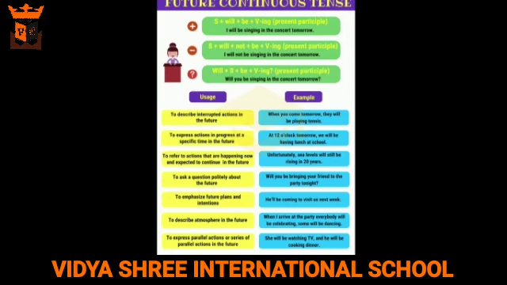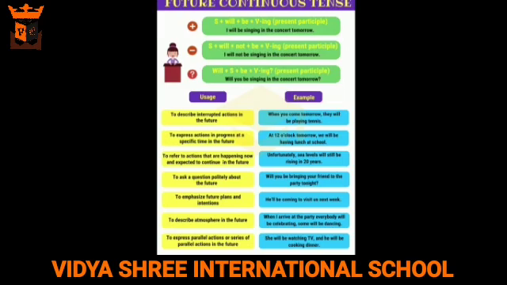It is also used to ask a question politely about the future. Example, will you be bringing your friend to the party tonight? Future continuous tense is also used to emphasize future plans and intentions. For example, he will be coming to visit us next week. It is used to describe atmosphere in the future. For example, when I arrive at the party, everybody will be celebrating, some will be dancing.